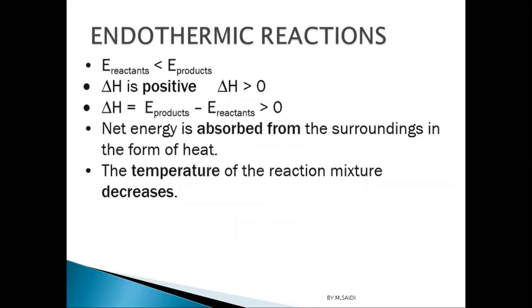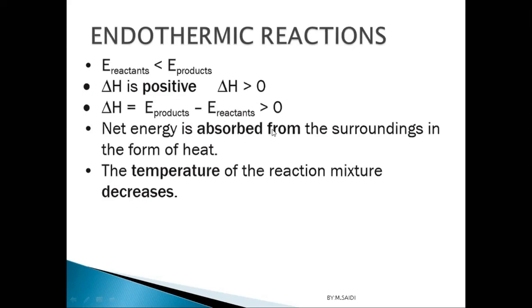And then the enthalpy change is always positive. Why? Because the products have more energy than the reactants. If you say products minus the reactants, you get a positive answer. That's why you say that delta H, or change in energy, is greater than zero. It means that it will never be negative. When it's negative, then we say it is exothermic. Here is the formula: products minus reactants. The answer you get here must be greater than zero, which means that it must be positive.